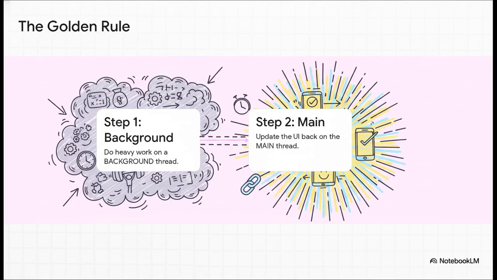So what's the solution? Well, thankfully, it's a simple two-step rule that every pro developer lives by. First, any heavy lifting, you send it off to a background thread, away from the UI. And second, once that work is done, you send the result back to the main thread so it can safely update what the user sees. This keeps your UI completely free and responsive the entire time.